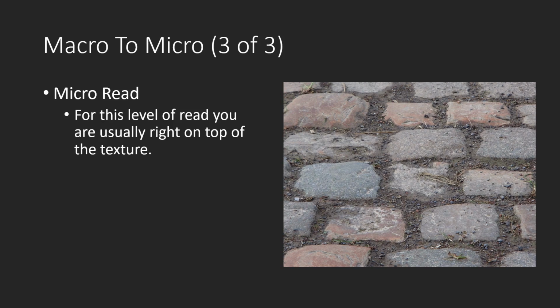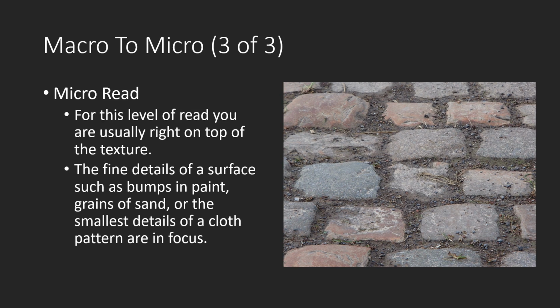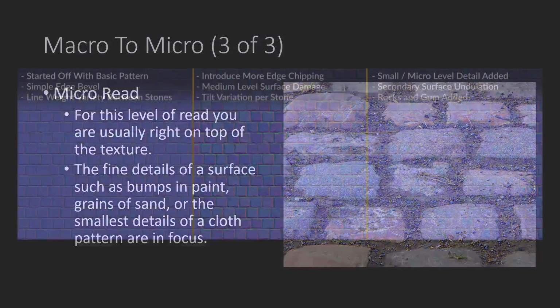And then for the micro read, this is usually when you're right here on a texture or you're standing right on top of it. The fine surfaces such as bumps of paint, grains of sand, or details of cloth, or all these pebbles and debris are in here.